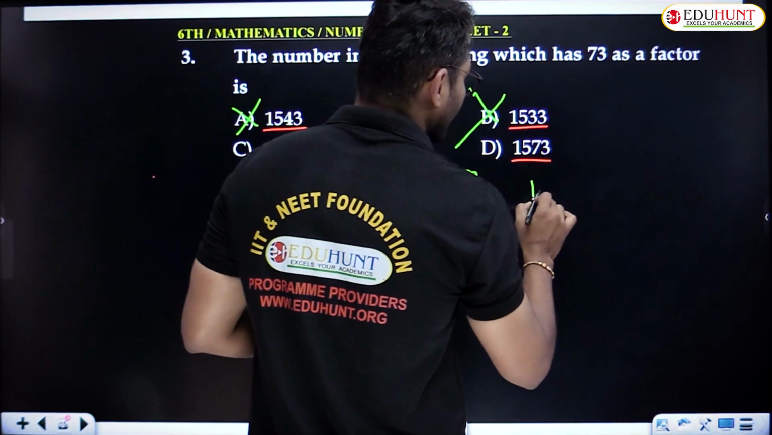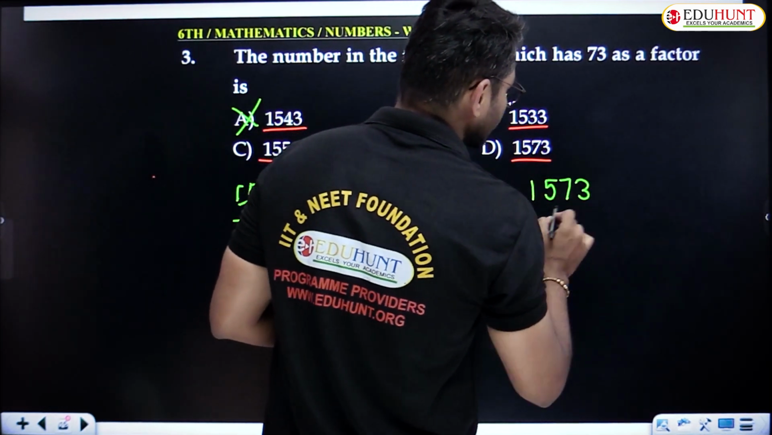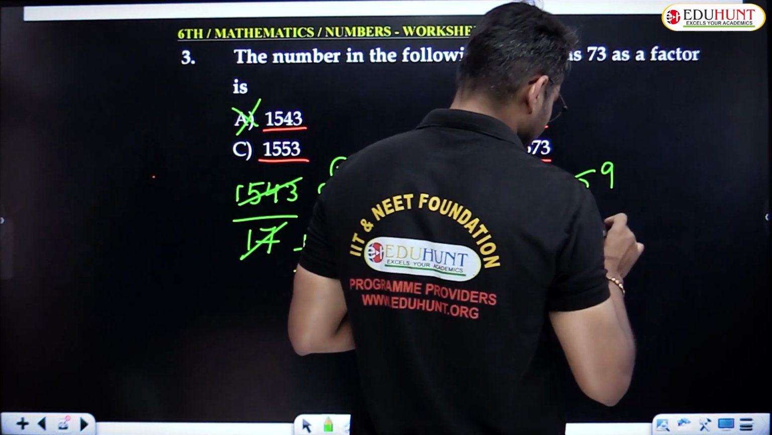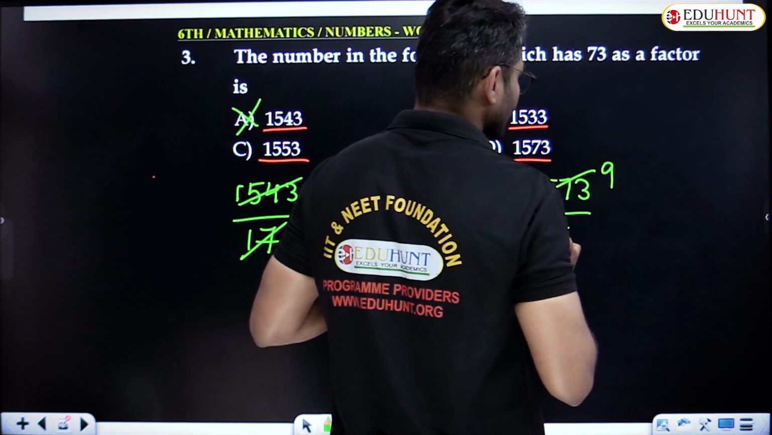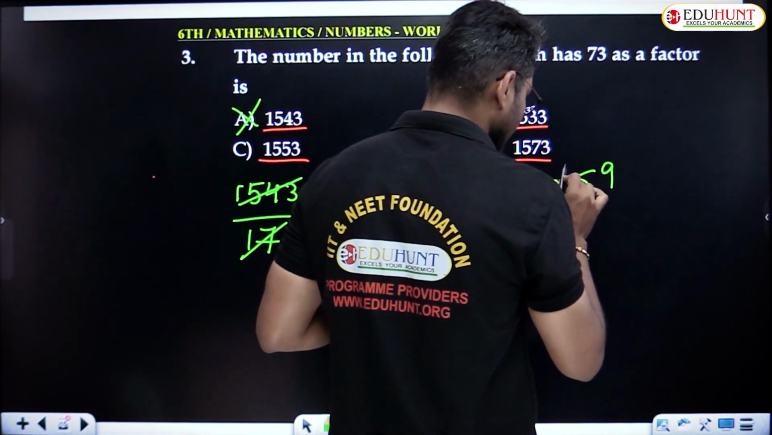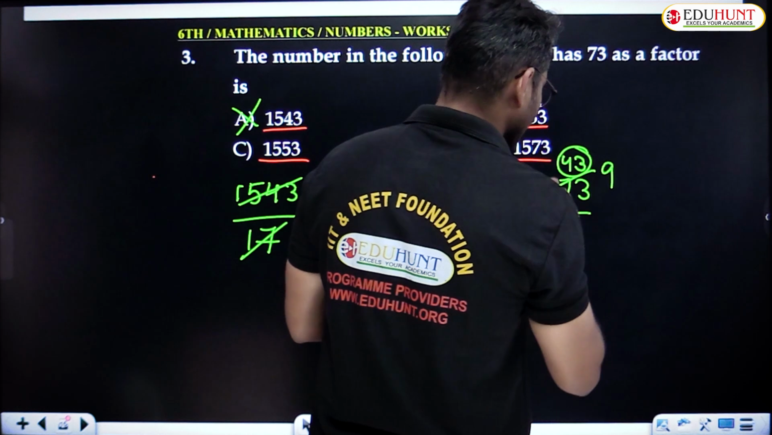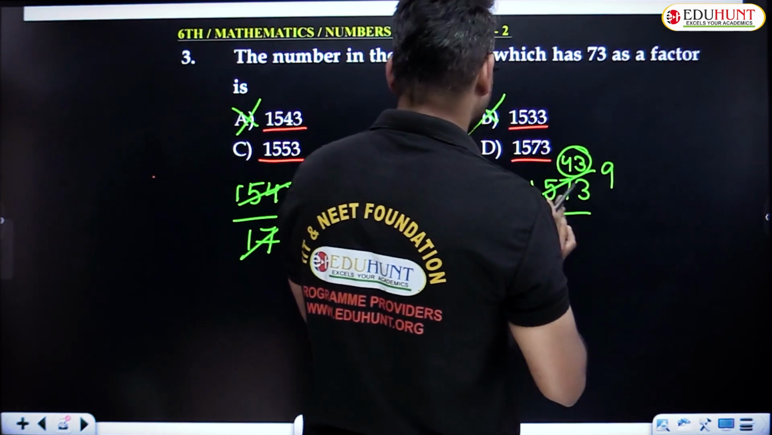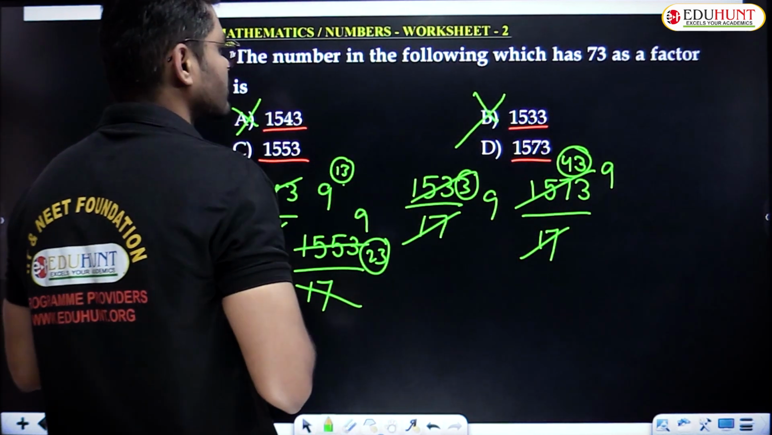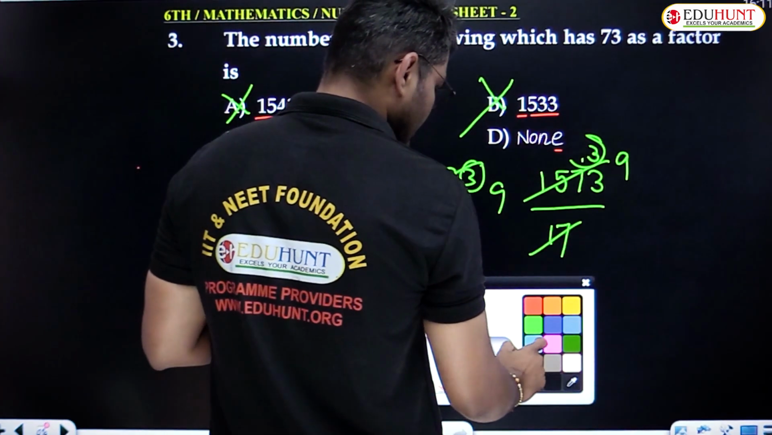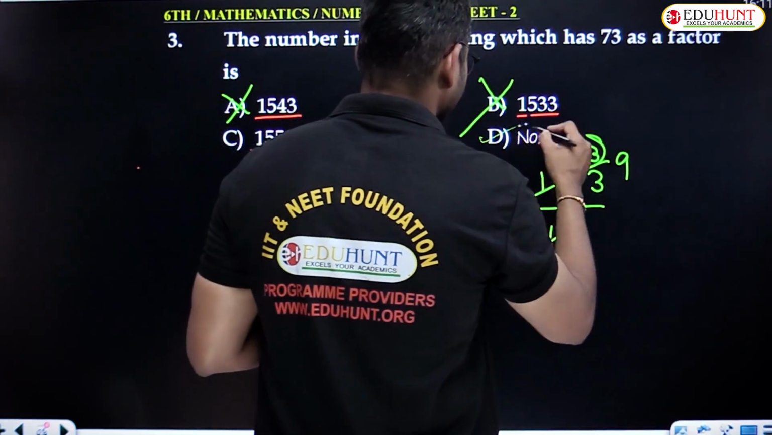Okay, here 1573. Therefore 17 nines are 153. So the remainder is 43. Therefore 43 is the remainder. 43 is not divisible by 17. There is no correct option in this question. So no number is divisible, therefore the correct option is none.